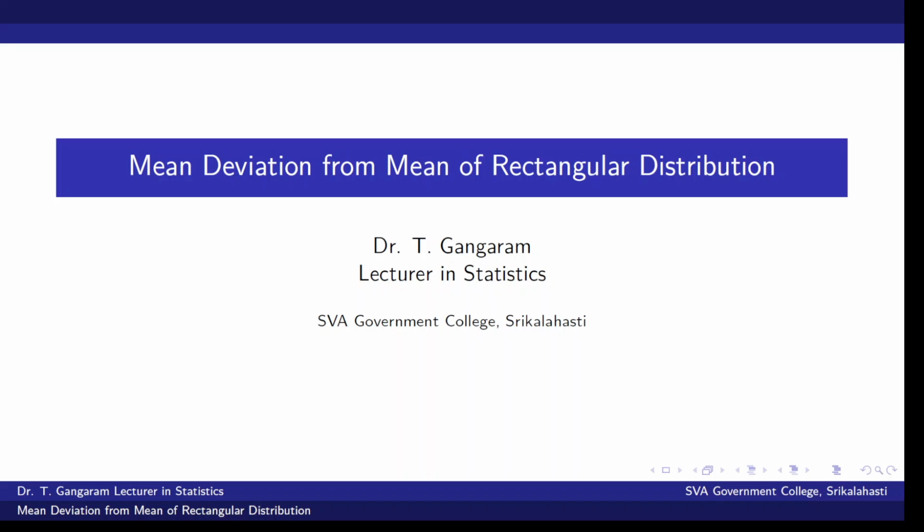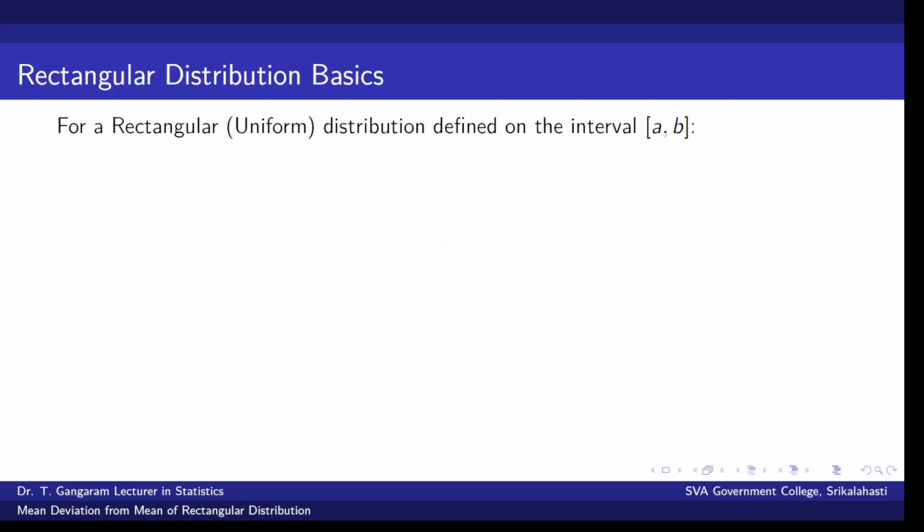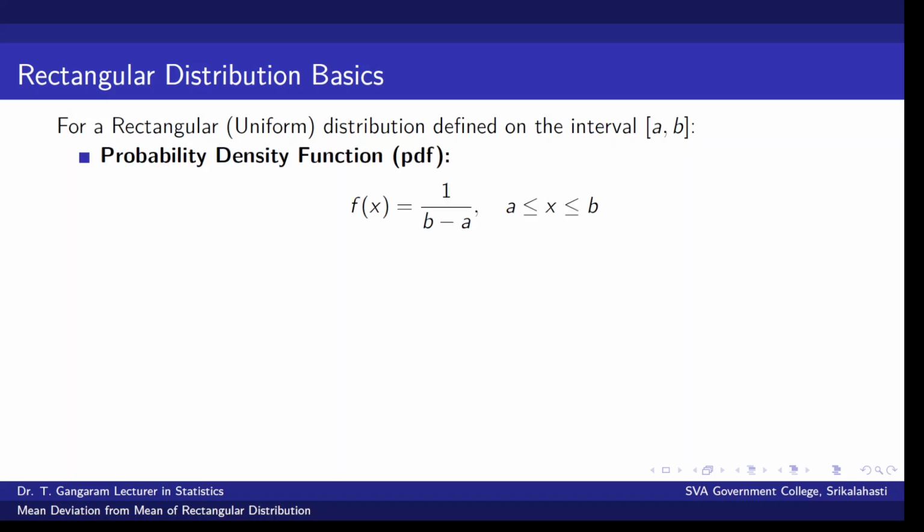In this video lecture, we will discuss the derivation of mean deviation from mean of a rectangular distribution. Let us define the rectangular distribution first. The PDF of rectangular distribution f(x) is given by 1 by b minus a. The range of x is a to b.